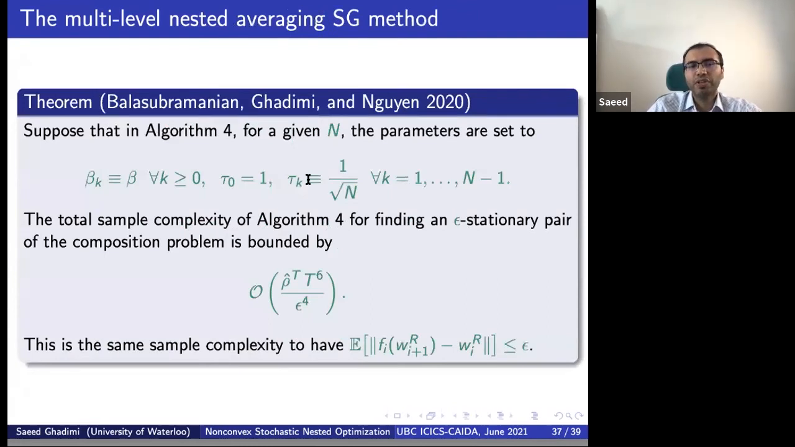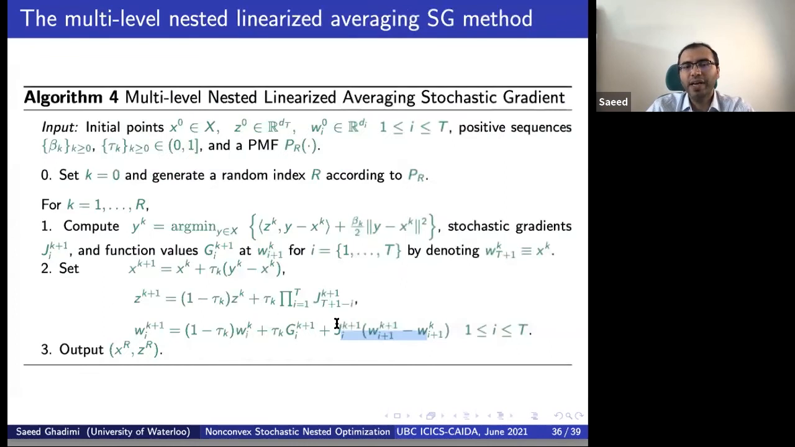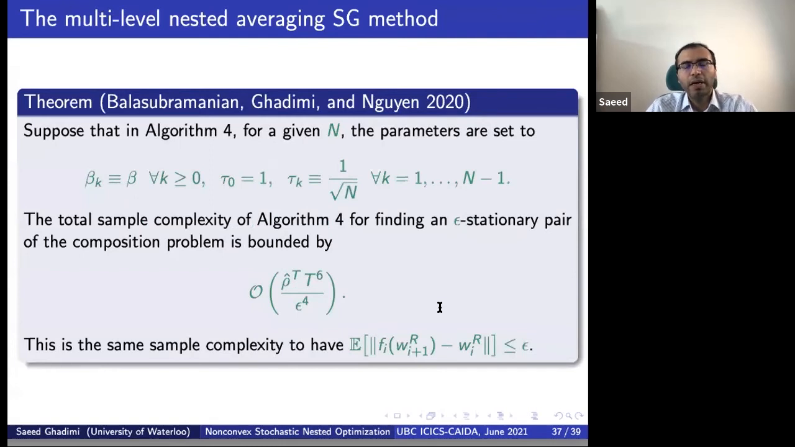So here is the convergence result of this algorithm. Again, beta k is just a constant number. Tau k is just 1 over the square root of n. And we get a 1 over epsilon to 4 complexity bound for this algorithm under the same assumptions. I have not changed any assumptions, but by just adding this term, we can show that we can get a 1 over epsilon to 4 convergence rate, and this is the same complexity bound to estimate the inner function values.